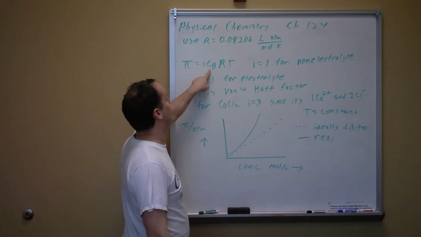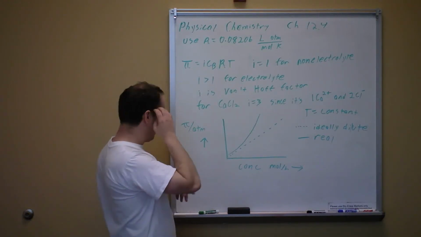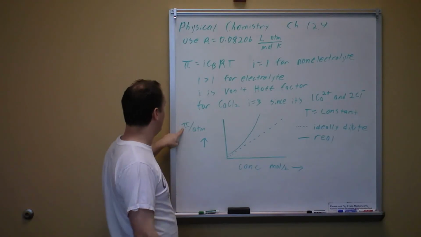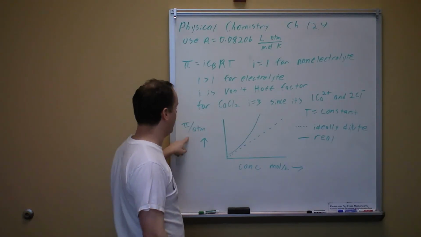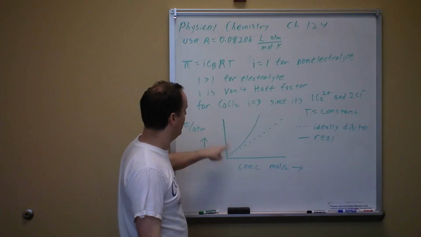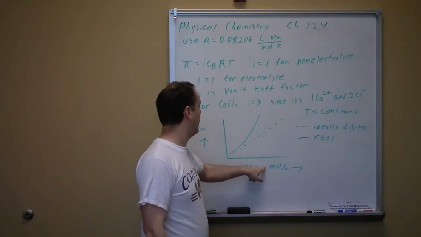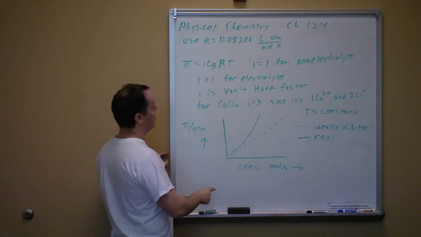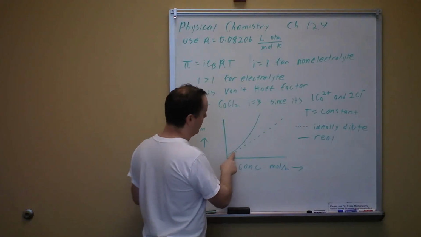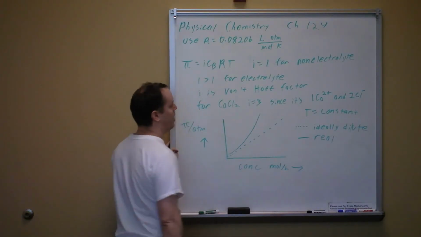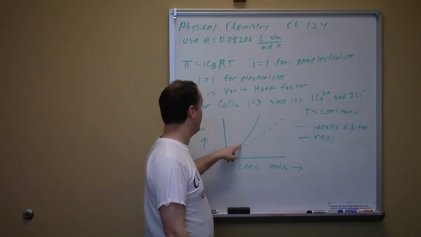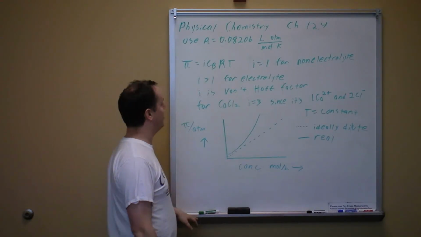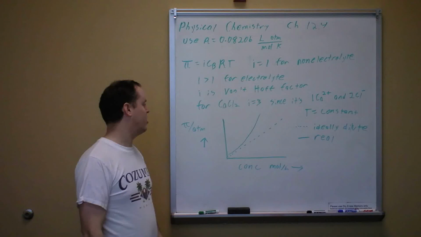So that would be just pi equals 3 CRT. Now here's a graph. We're going to do pi divided by atm to cancel out, make it useless here. So we have osmotic pressure against concentration. Now based on the van 't Hoff law, obviously we get a straight line like this. On the other hand, for a real solution, it's actually going to curve upwards. Remember all those different approximations we made about volume and so on.